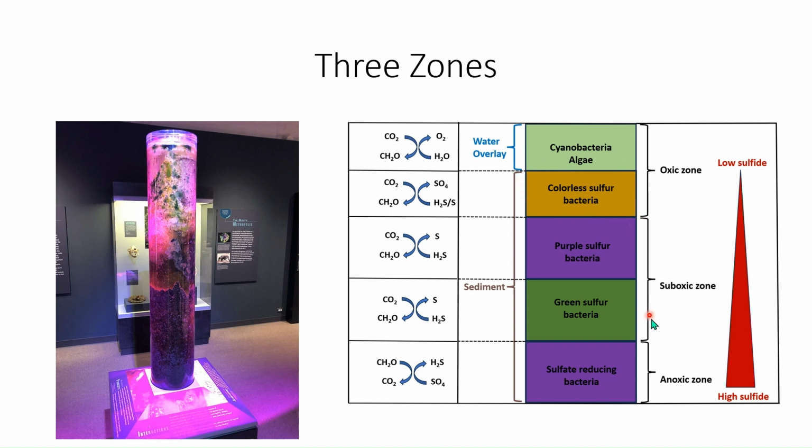Next, we have the suboxic zone. This is where oxygen is quite limited, but it's not a strongly reducing environment. There's still a lot of oxidized forms available. And then lastly, we have the anoxic zone at the bottom here. This is where there's very little oxygen available, and it's a highly reduced environment is what we would call it.